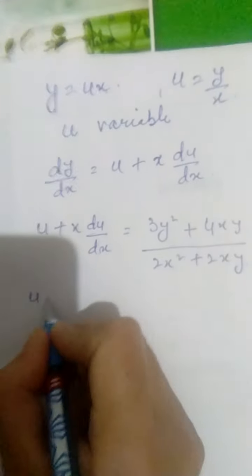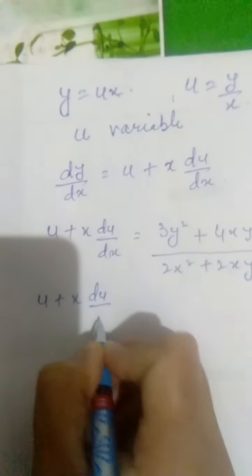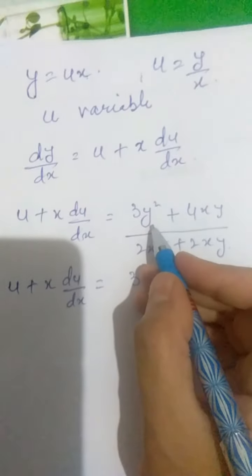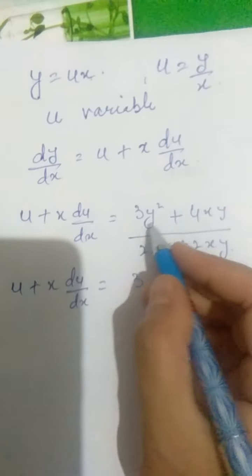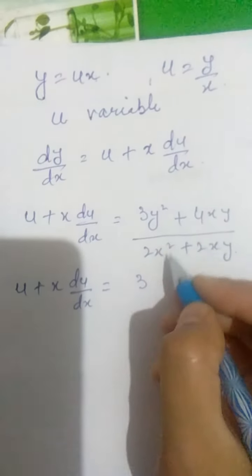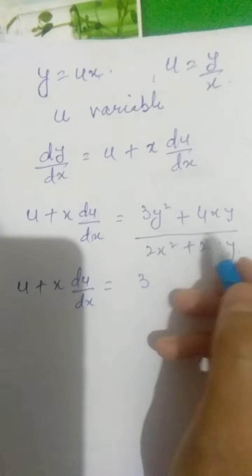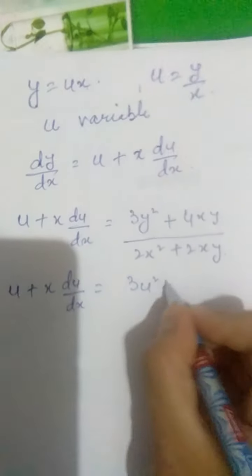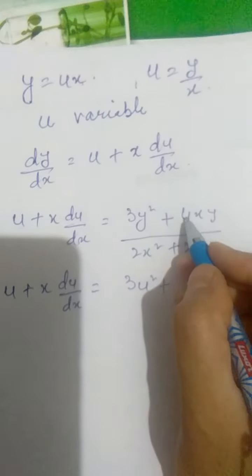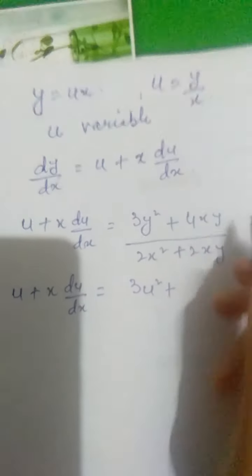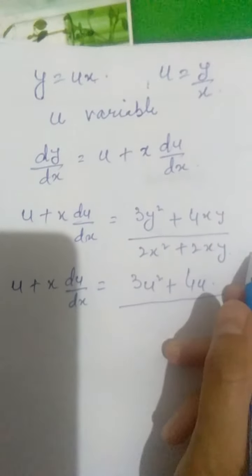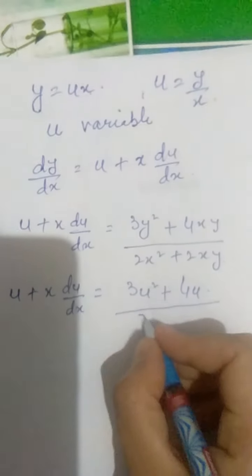So u plus x times du by dx is equal to 3. If we divide the numerator and the denominator by x square throughout, y square by x square is actually u square. One of the x will get cancelled. You are left with 4 times y by x, that is 4u. Similarly, you will divide the denominator by x square. So 2, only 2 will be left.